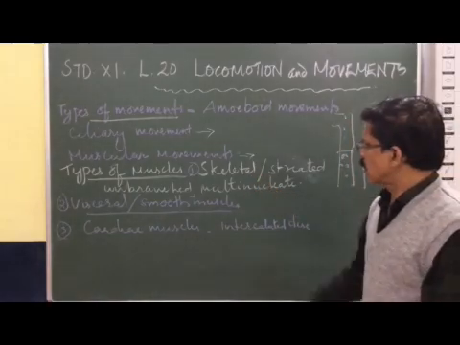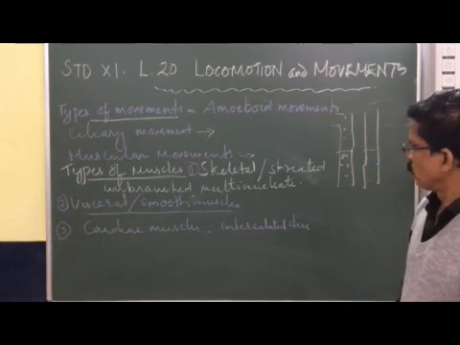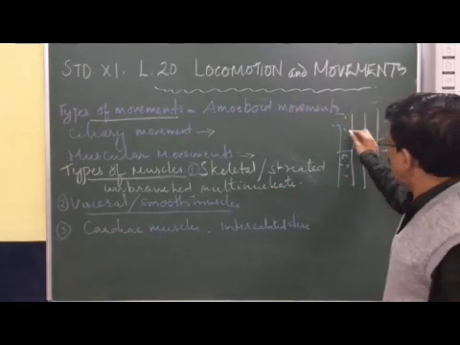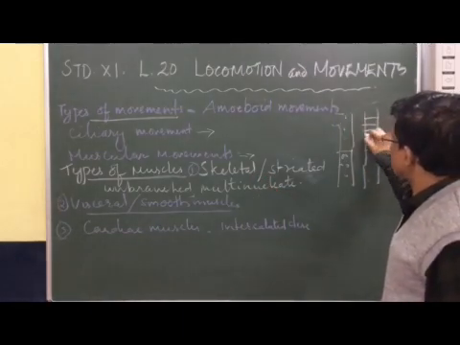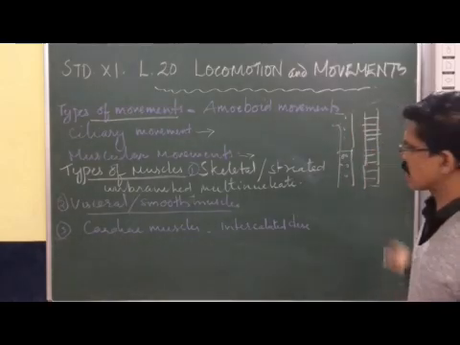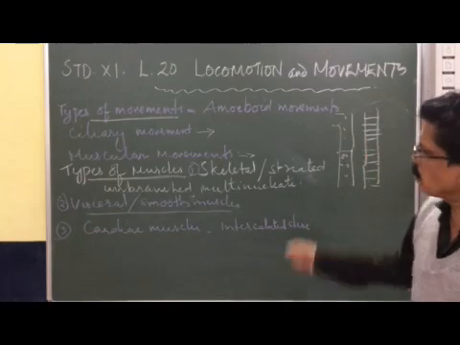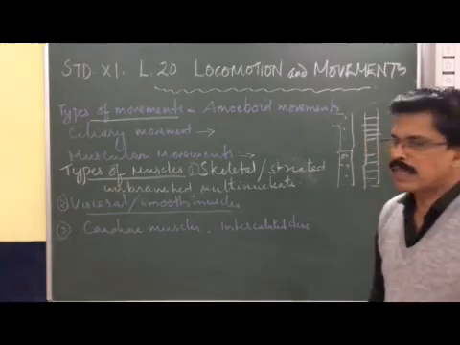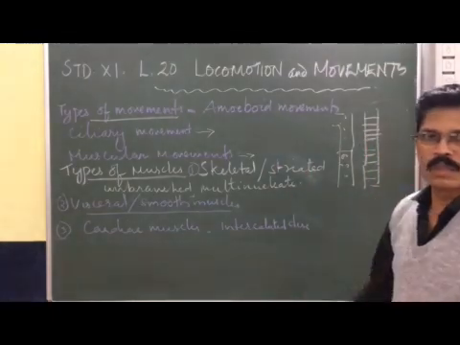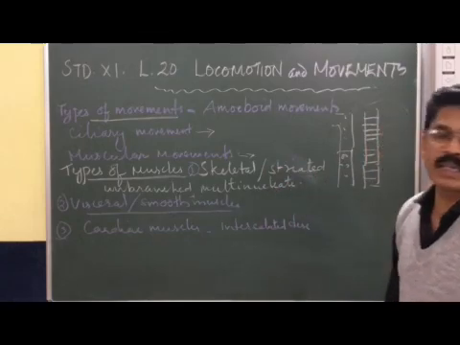So skeletal muscles or striated muscles have light and dark striations. Hence they are called striated muscles or banded muscles. They are connected to the bones. Hence they are called skeletal muscles. The striated muscles are also called skeletal muscles.